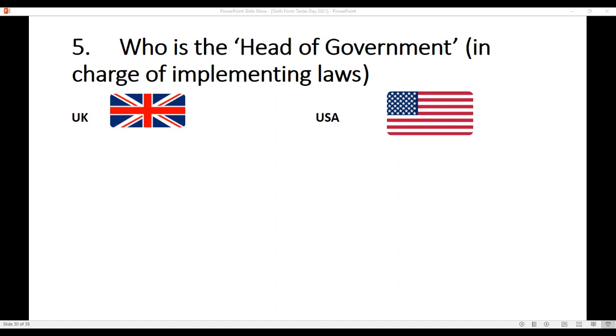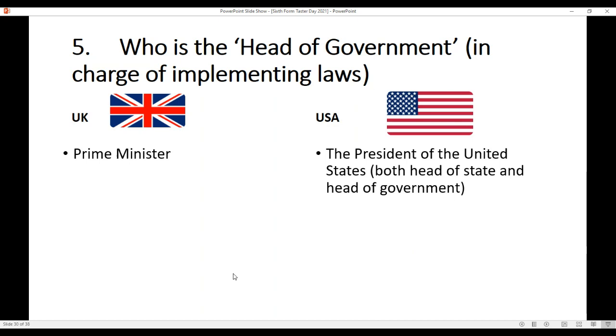Okay, in the United Kingdom, the answer is the Prime Minister, the head of government. I guess in Britain, we call it Her Majesty's Government. And the Prime Minister is the head of that government. In the United States of America, the head of government is the president. There was a hint on the previous slide, wasn't there? They're both head of state and head of government. So they have a dual role in this process.